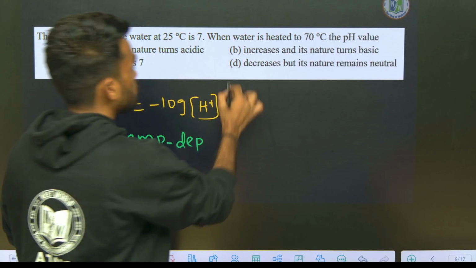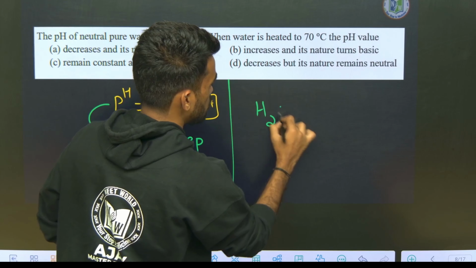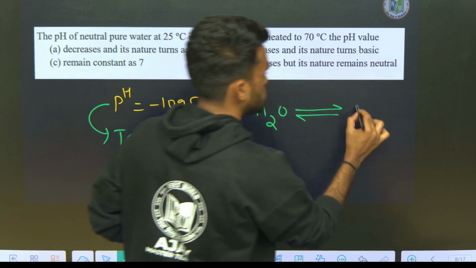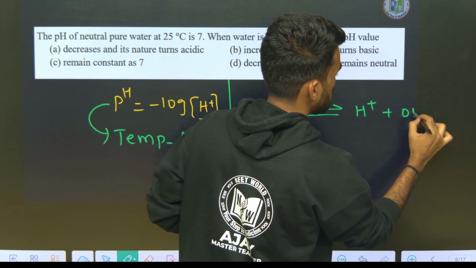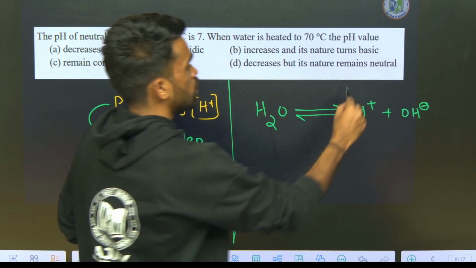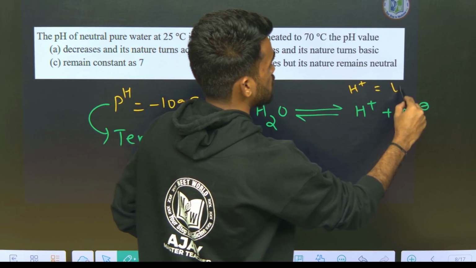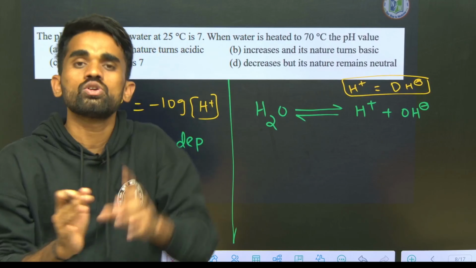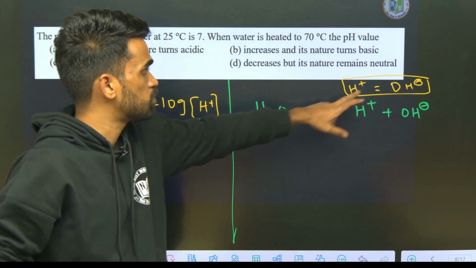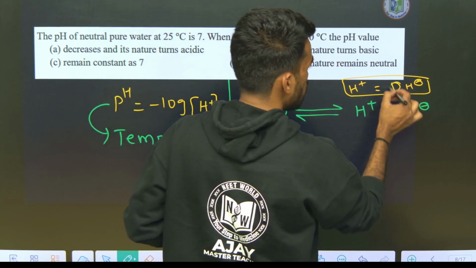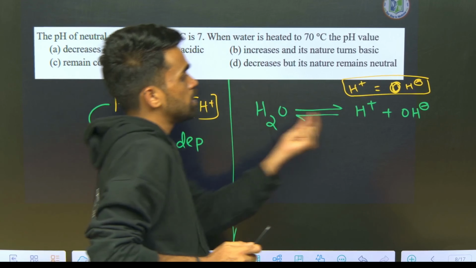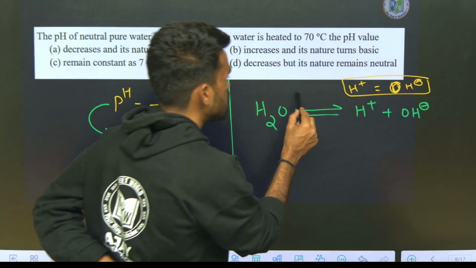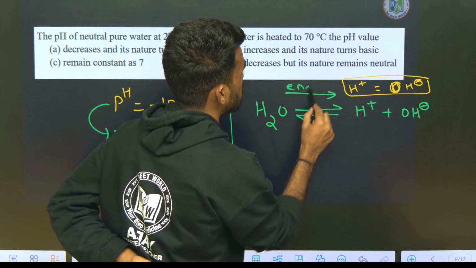It means, for example, I have a water molecule. When it is dissociating, water is a weak electrolyte, it dissociates into H plus and OH minus. You are going to get the same number of H plus and OH minus ions. Therefore, the overall solution will be neutral as H plus and OH minus ions are equal. But this dissociation is favored by increase in temperature because it is an endothermic process.